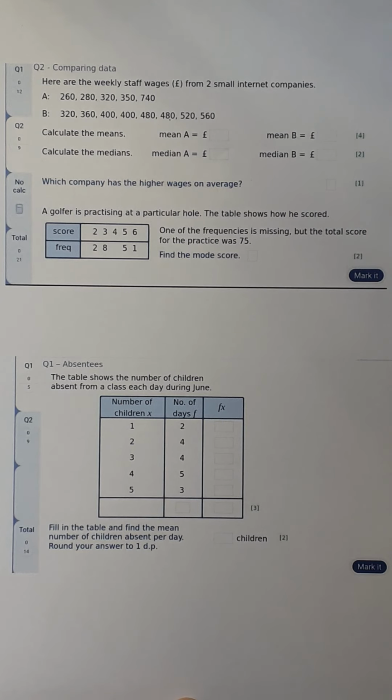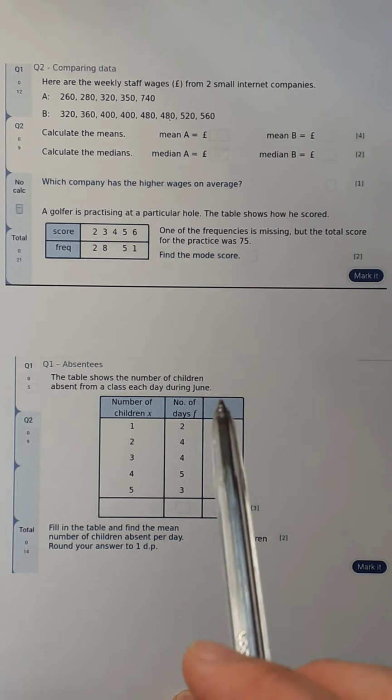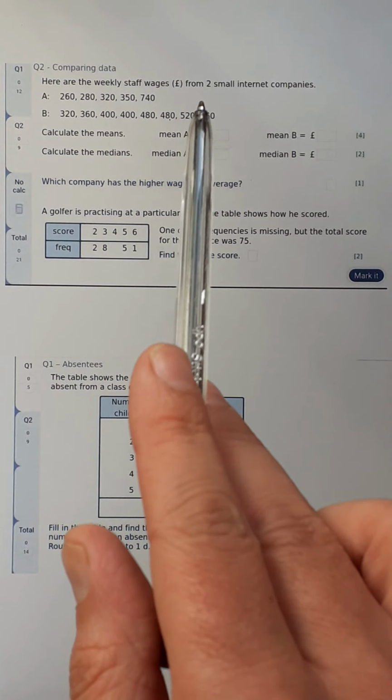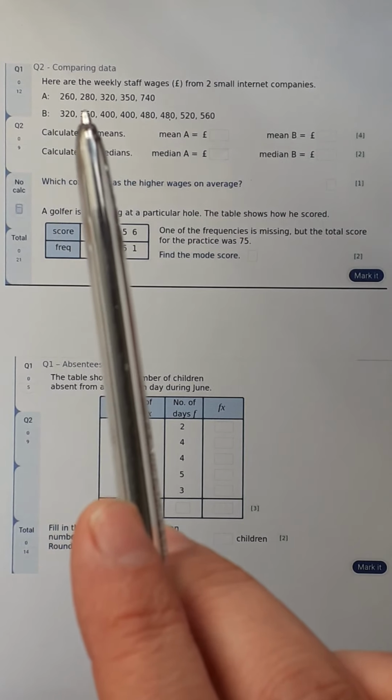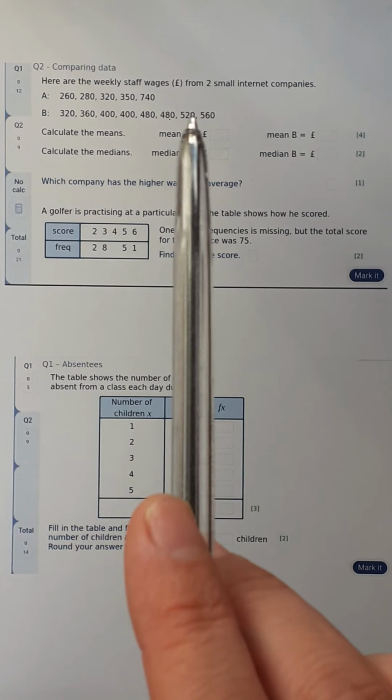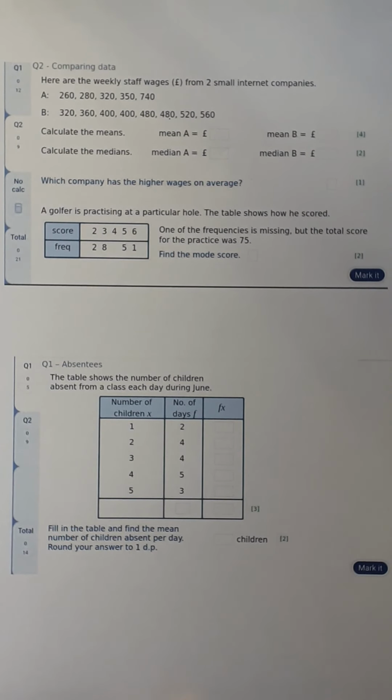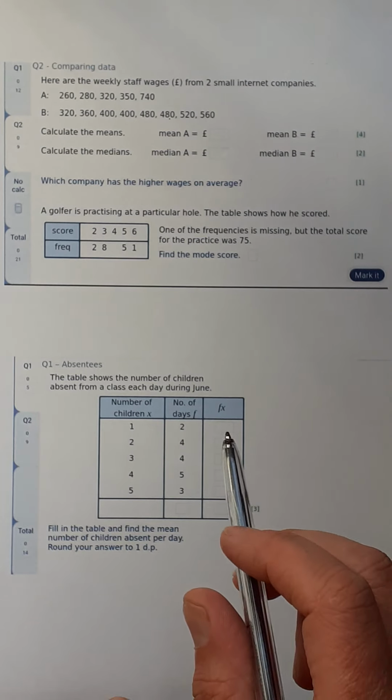Okay, so we've got a new topic this week, which is looking at data and comparing data. So in the first MyMaths task, I've pulled up question 2, and you'll see the question asks you to consider the weekly staff wages from two small internet companies. The first company looks like it's got 5 members of staff, and the next company looks like it's got 8 members of staff. So just finding the total isn't going to be a great way to compare the weekly wages. So it asks us to find the mean.